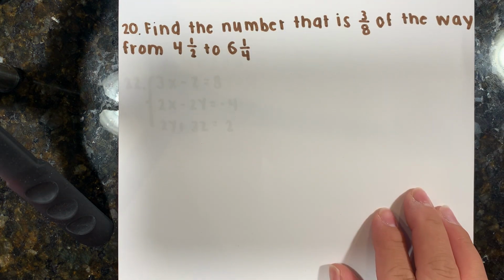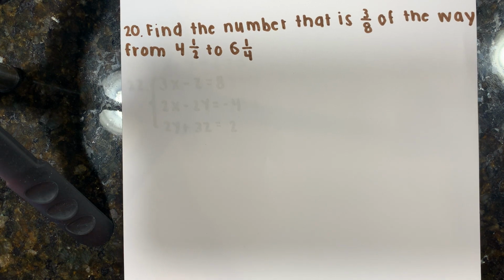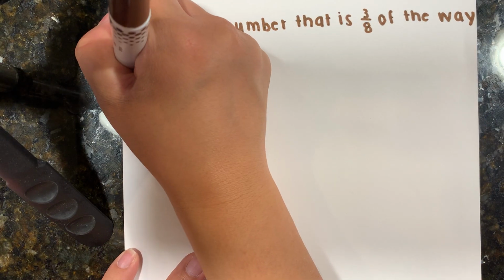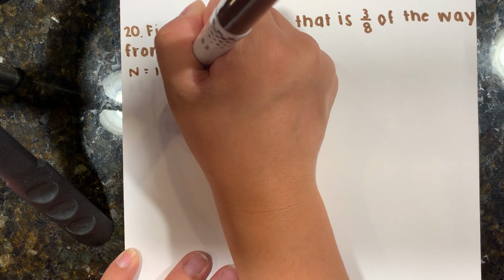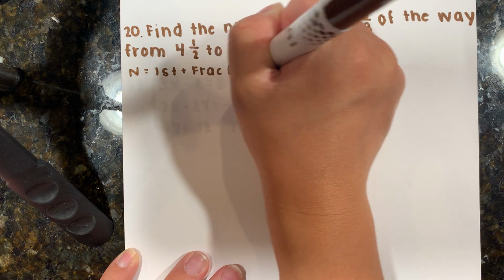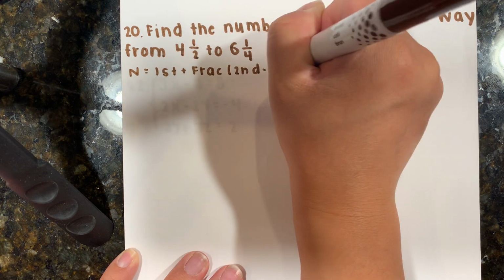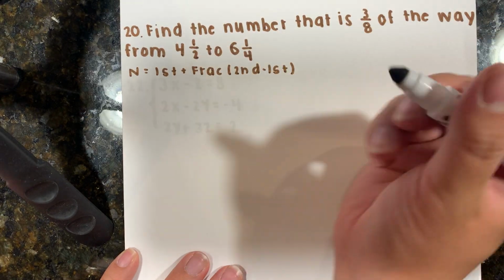Now moving on to number 20. For this one, we have a formula. It's n is equal to first plus fraction times second minus the first. So n equals first plus fraction times second minus the first. And the way it shows up is fraction, first, second.